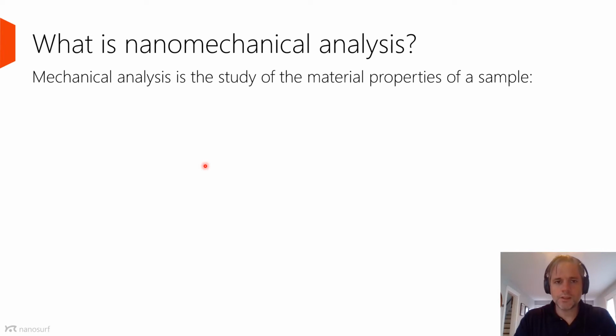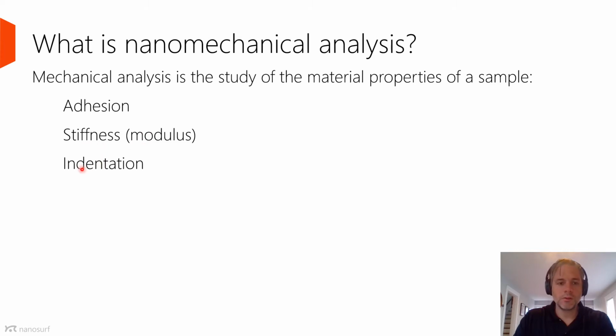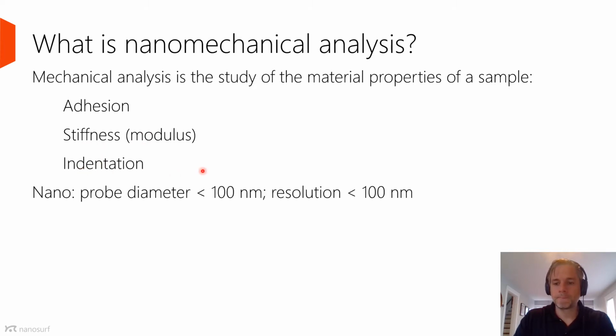Mechanical analysis is the study of the material properties of a sample. This can include things like the adhesion, stiffness or elastic modulus of a sample, or indentation. Now, the nano part of nanomechanical analysis refers to the probe diameter. We're going to be using probes for the most part that are less than 100 nanometers in diameter. This means the resolution is less than 100 nanometers, or in the nanoscale.